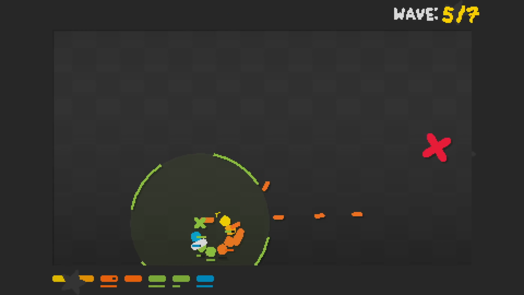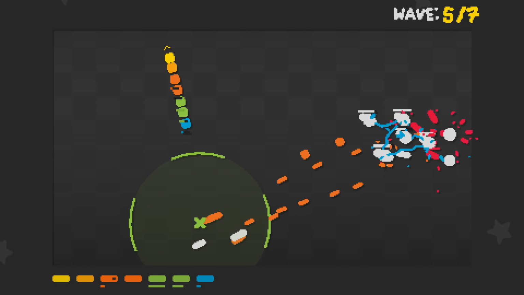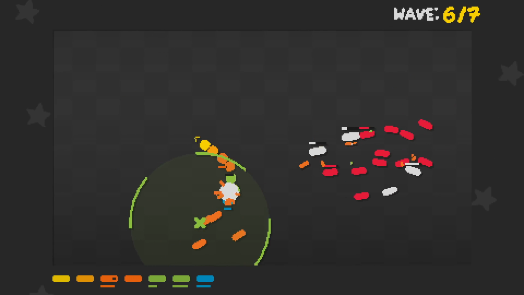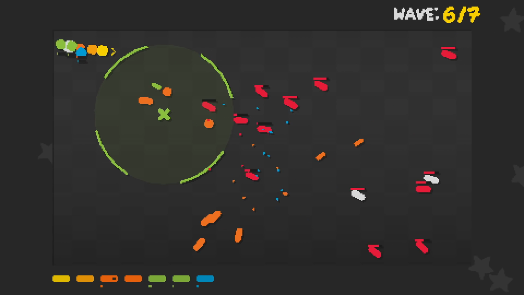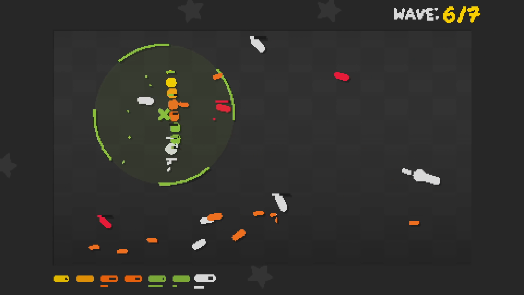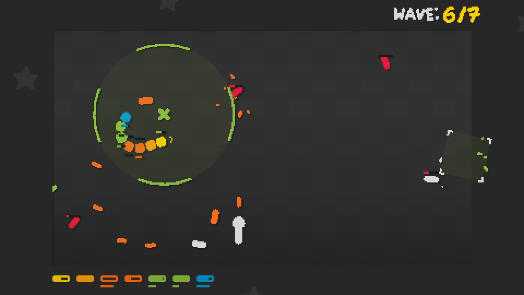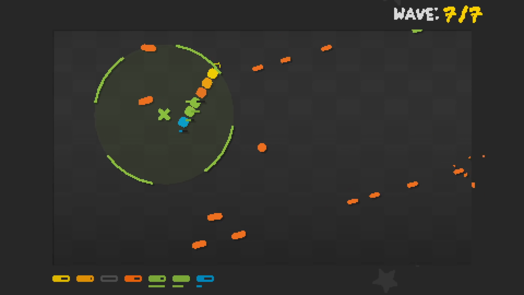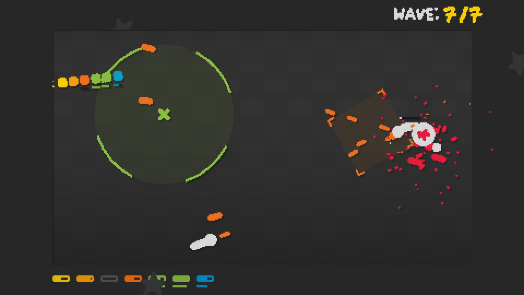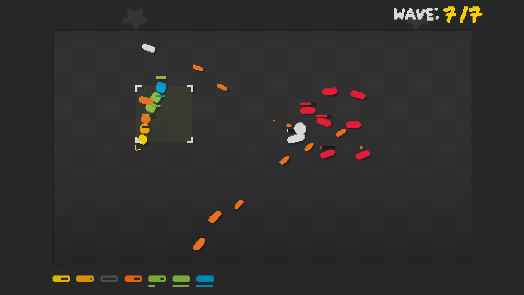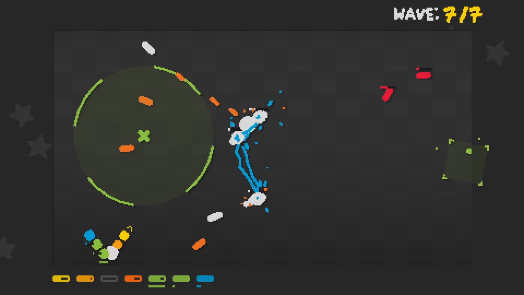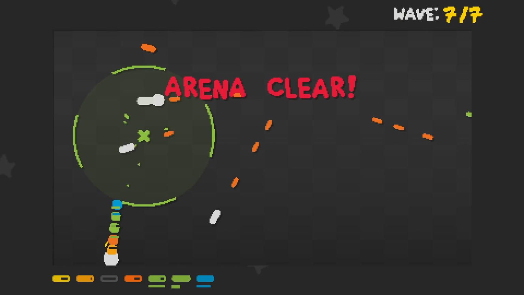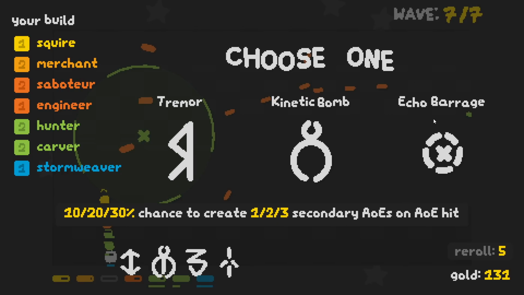And Stormweaver, I was trying to see if Stormweaver works! Wait, no? What? I can't tell. Does Stormweaver work with the turrets? Oops. Can't tell. It does. It totally does. I just forget it's a buff.